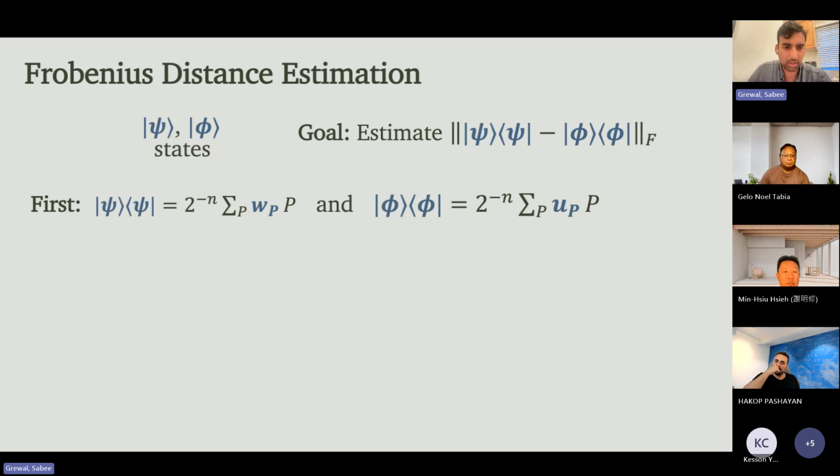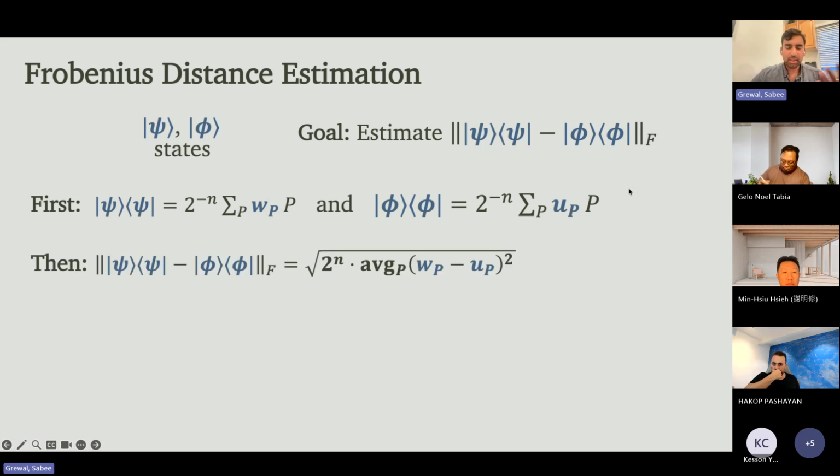So the first thing that we are going to do is take the rank 1 density matrices of our states and write them out in the Pauli basis. Each of these states is characterized by these coefficients WP and UP. And then if you plug these Pauli expansions into the Frobenius distance and just do the arithmetic, you'll see that the Frobenius distance is actually equal to this expression here. It depends on the average of the difference squared of these Pauli coefficients.